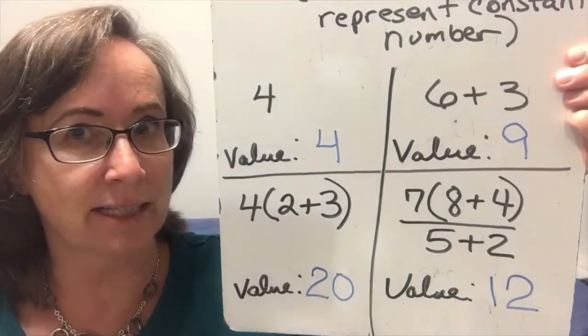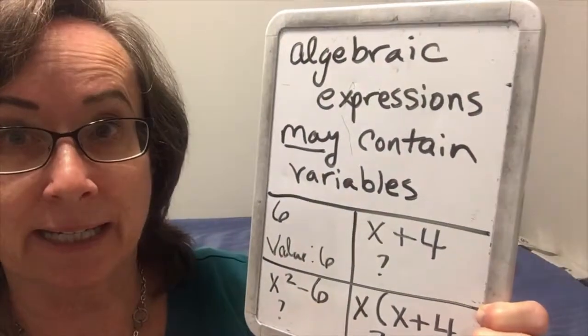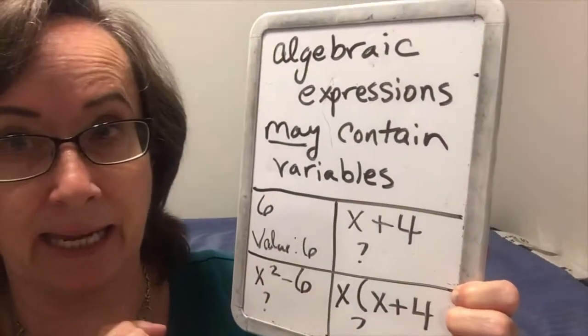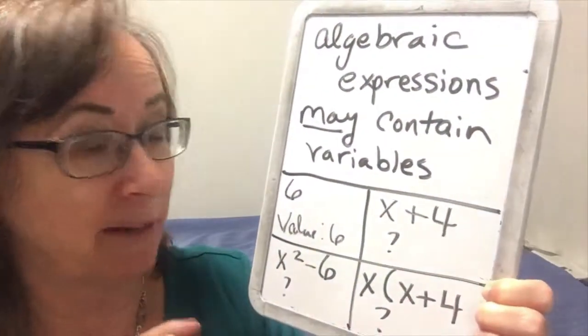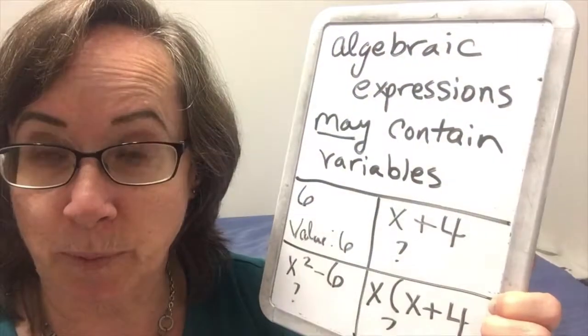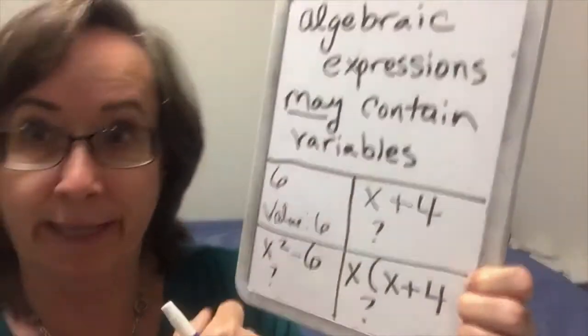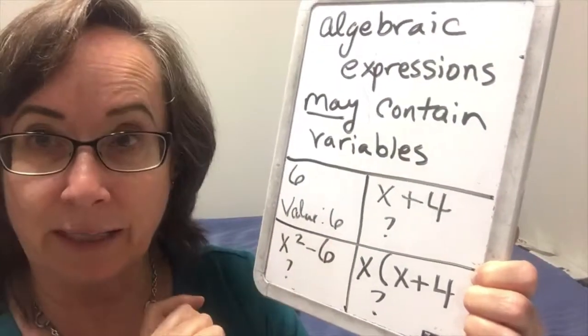So now let's talk about some algebraic expressions. Algebraic expressions may contain a variable. They don't have to contain a variable. In fact, all of our numeric expressions are also algebraic, but 6 is an algebraic expression, and it's just a number. Its value is 6.